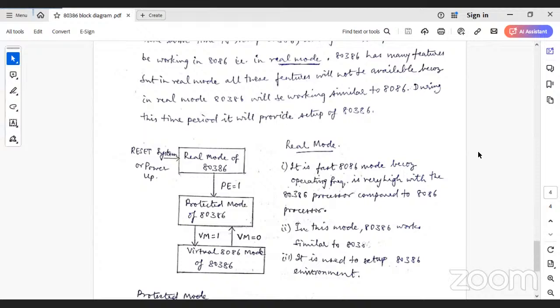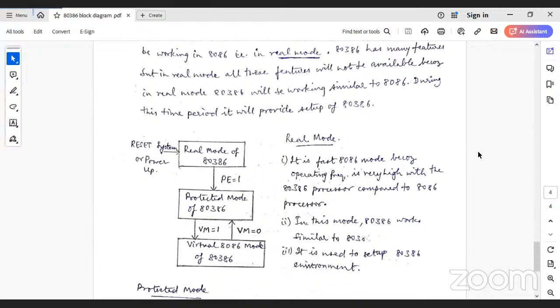And in this mode, it works similar to 8086. And it is used to set up the environment, the 386 environment. To set up that particular environment only, the real mode exists.